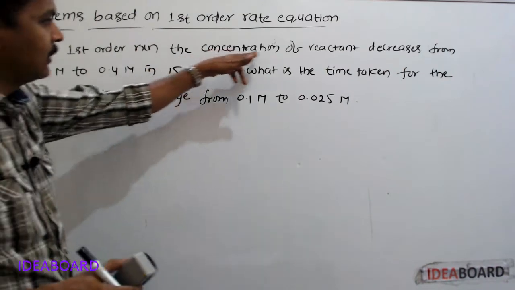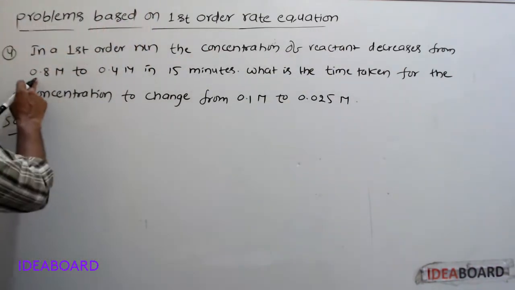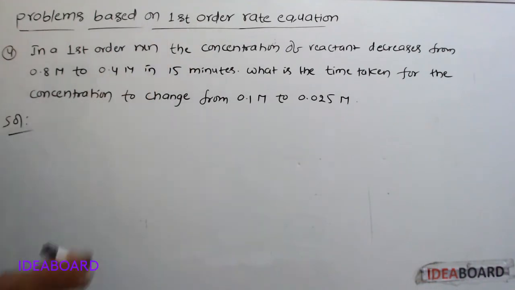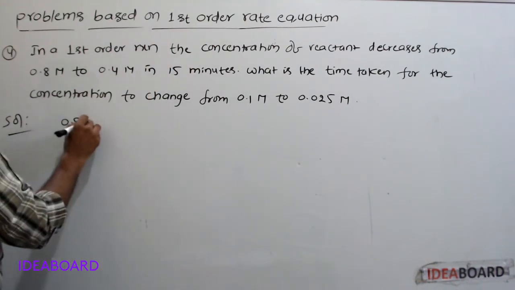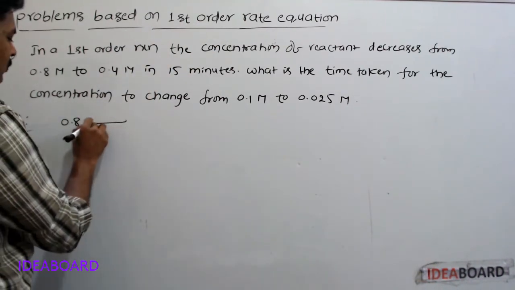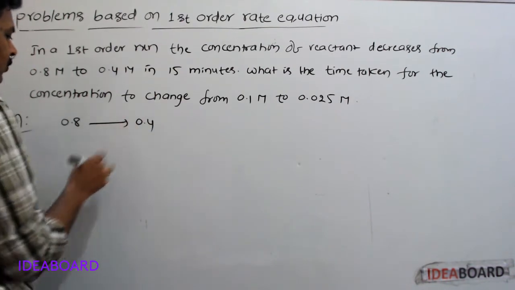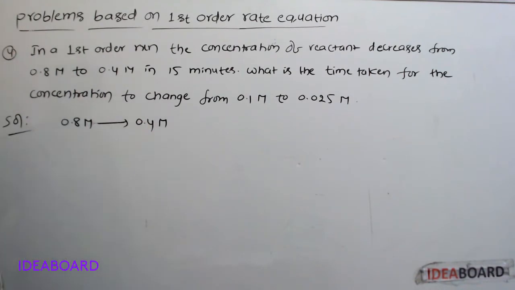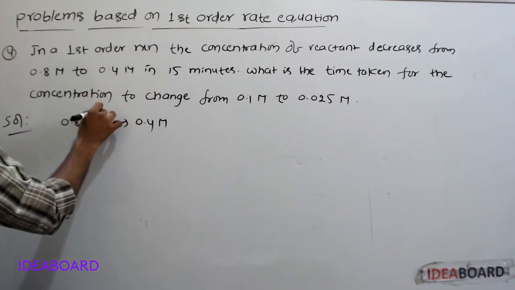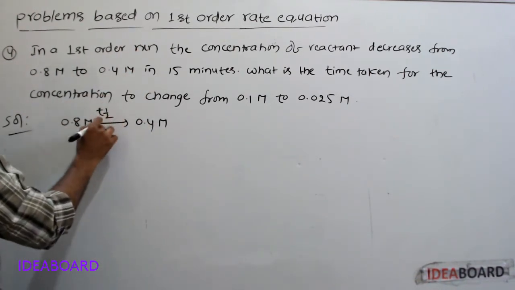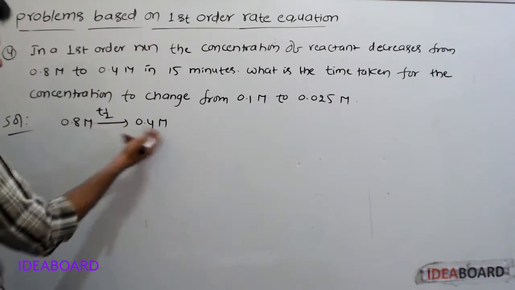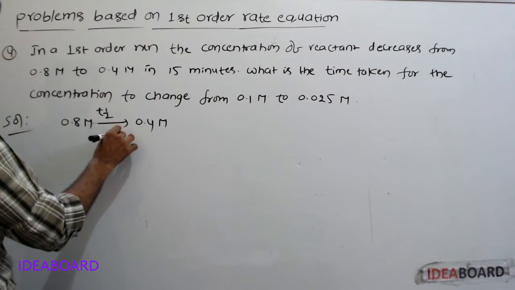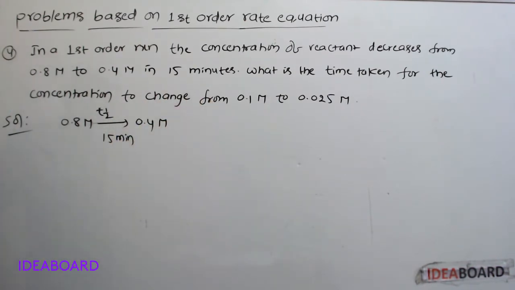In a first order reaction, the concentration of reactant decreases from 0.8 to 0.4 molar in 15 minutes. That means half-life time is given: 0.8 molar to 0.4 molar, the time required is 15 minutes. That is nothing but T half. 0.8 to 0.4 means half, na? The T half is 15 minutes.